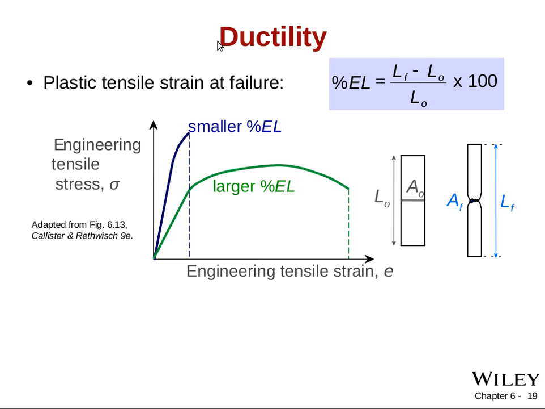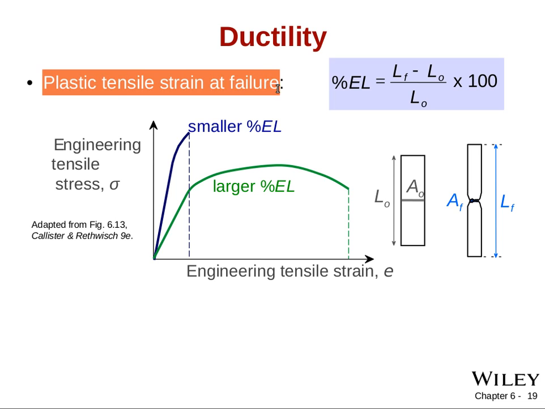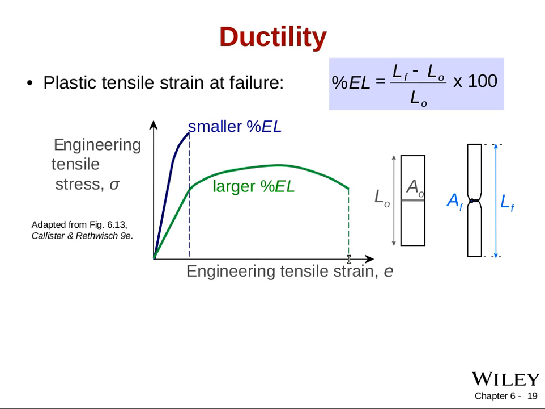So finally we have ductility. So if we have, this is our stress strain curve, we have our elastic region, we have our plastic region, and then we have failure. So ductility is the plastic tensile strain at failure. So this strain right here, if you go to your point of failure and you go down to the value of the strain, this is going to be your ductility of this material.